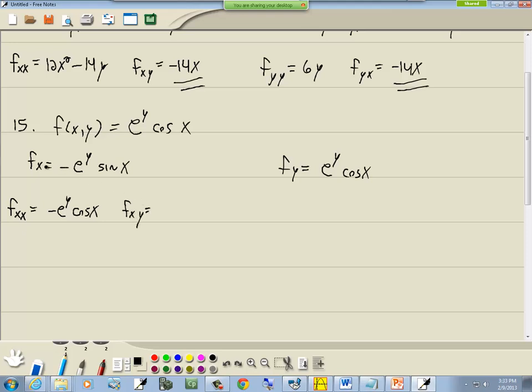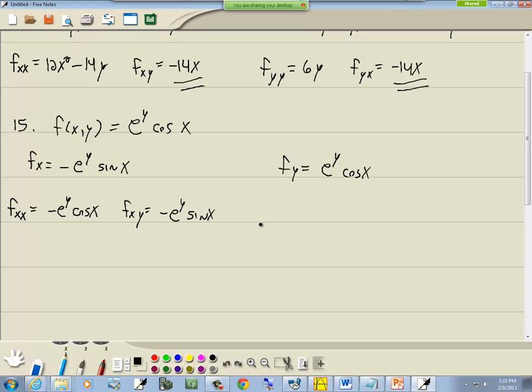And then we'll take the partial of this with respect to y. Sine x is a constant, that stays there. The negative stays there, and the derivative of e to the y is e to the y. So this becomes negative e to the y sine x.